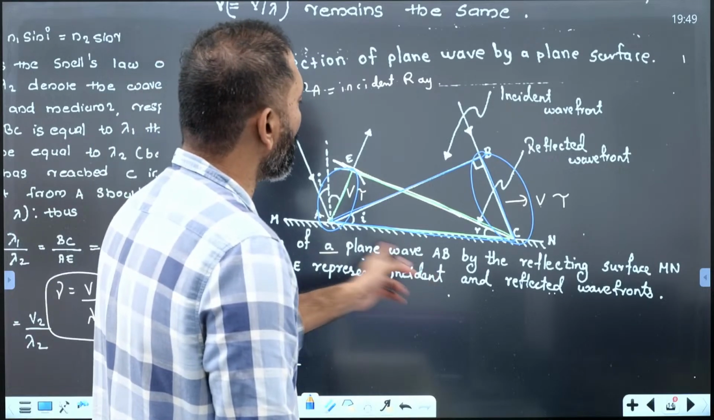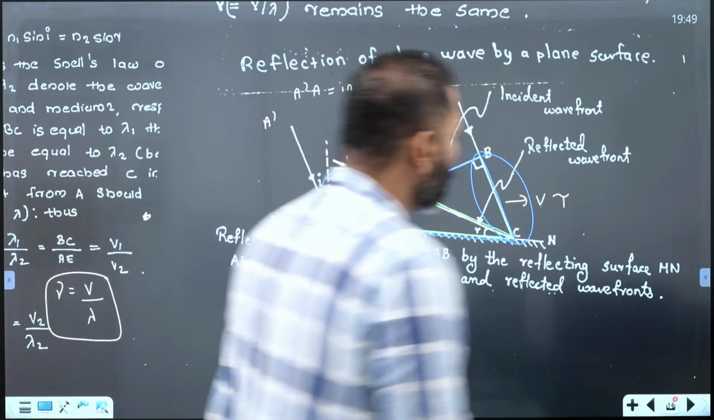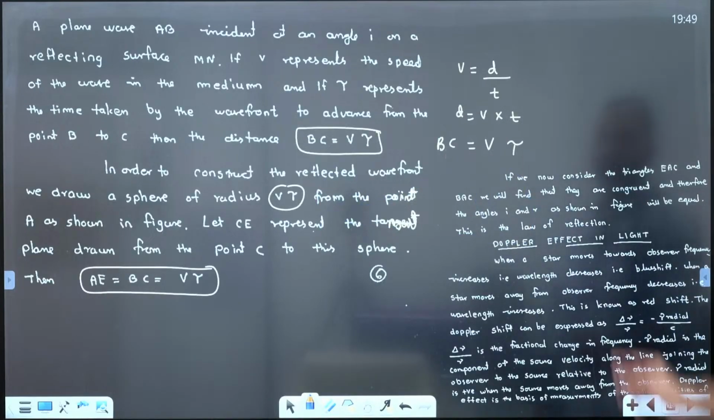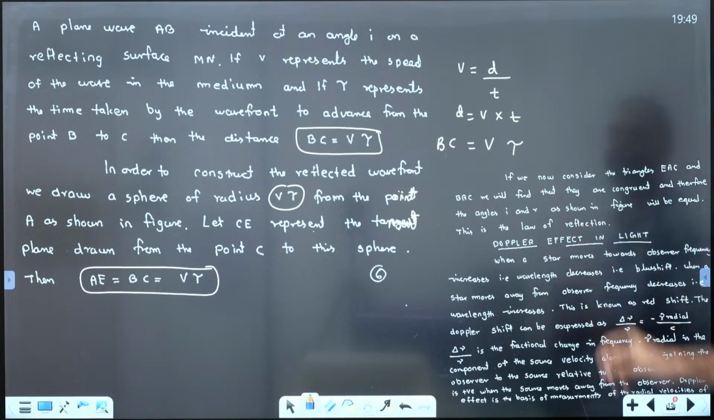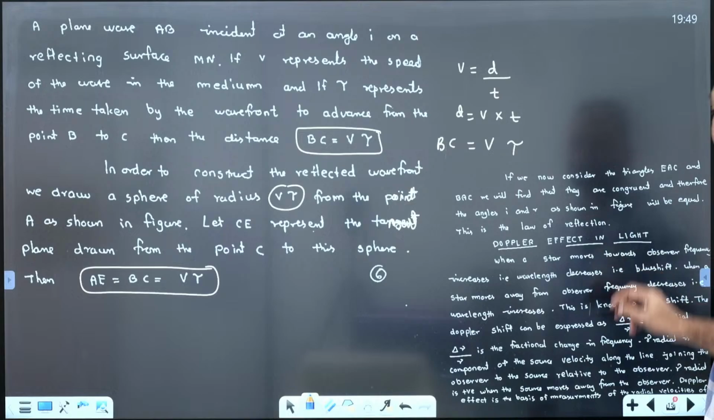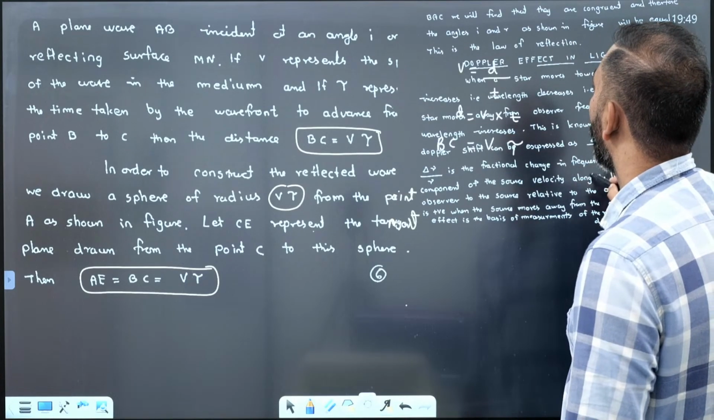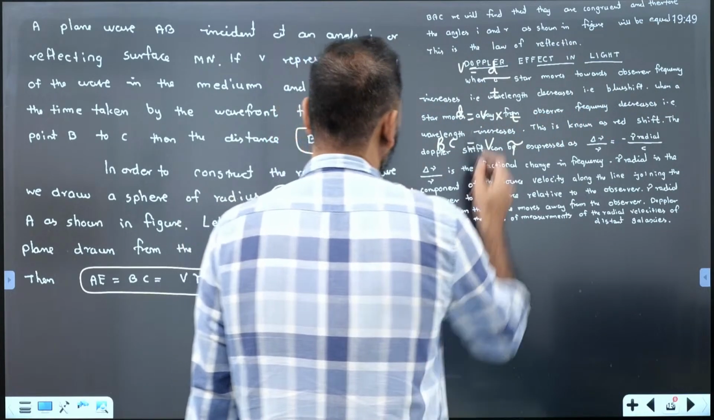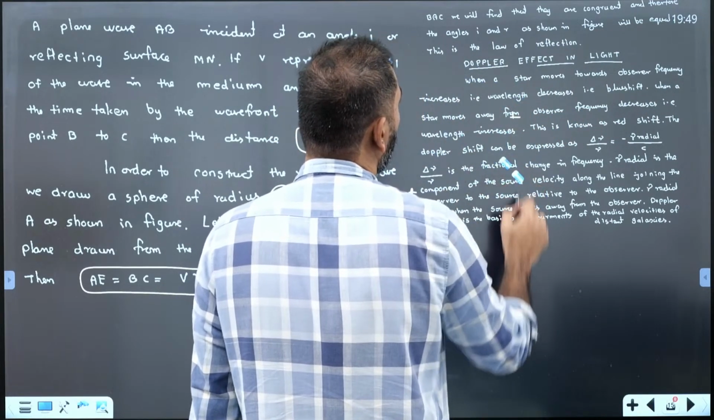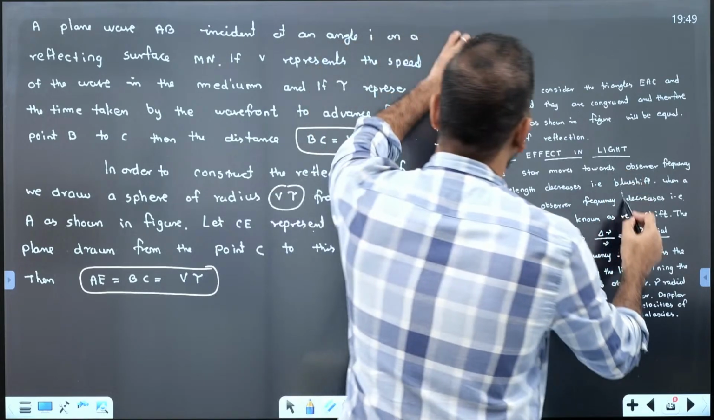If triangles are congruent, the inner angles should be equal. That means angle I is equal to angle R. If we consider the triangles EAC and BAC, we will find that they are congruent and therefore the angles I and R as shown in the figure will be equal.